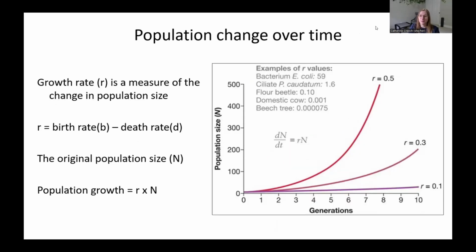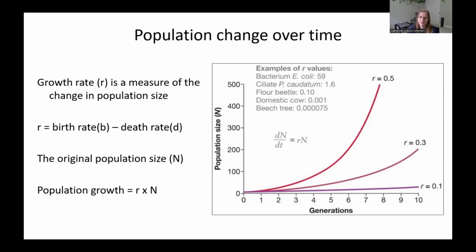We can track these population changes over time using a little bit of statistics. So our growth rate is going to be denoted with little r. That's the change in our population size over time. We have little r, which is characterized by births minus deaths. Births are going to be little b, deaths are going to be little d, and your original population size is going to get the variable capital N. So our population growth overall is r times capital N.